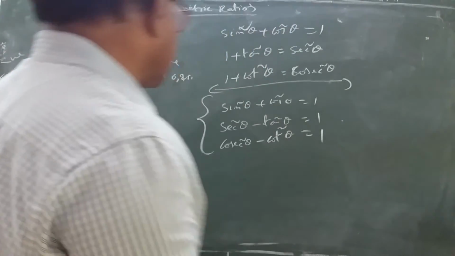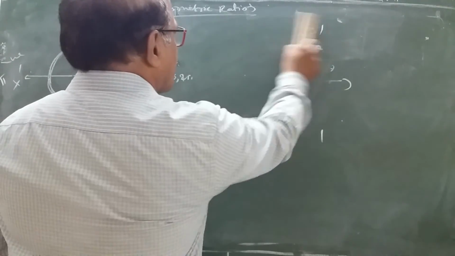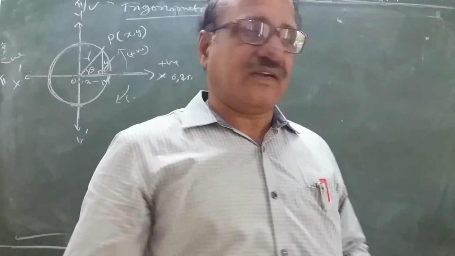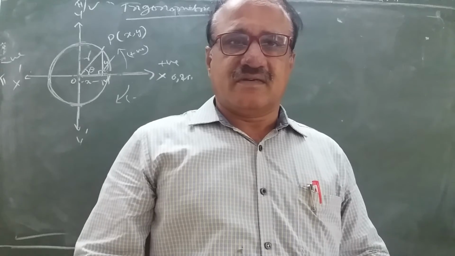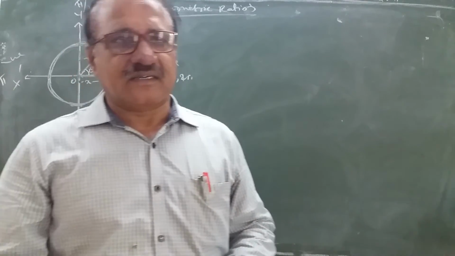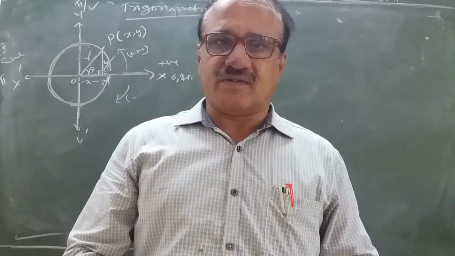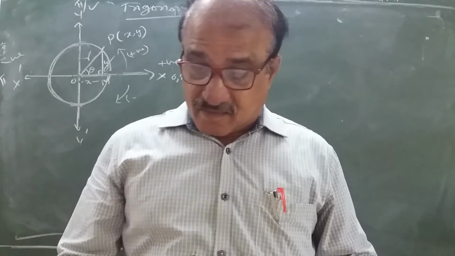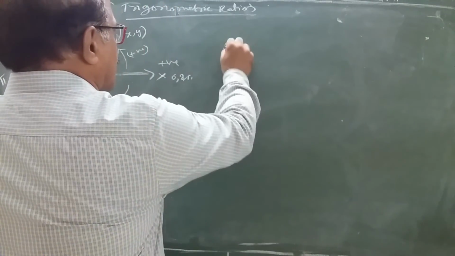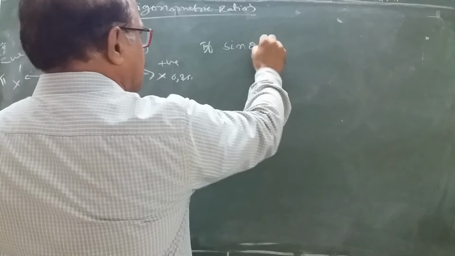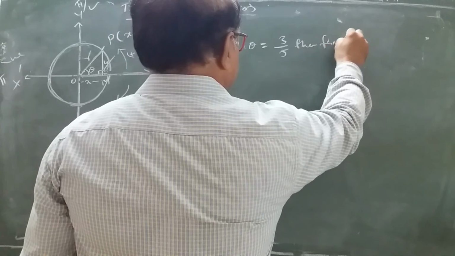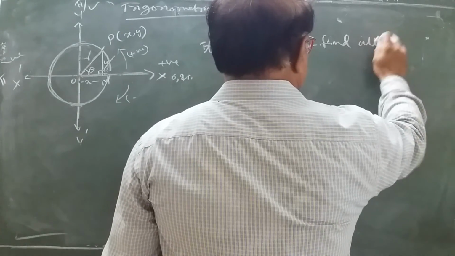Okay, here we have to discuss some other points. By using these identities, if we know the value of sin, we can find cos, then we can find any value. By using three identities, we can solve so many problems. So we have to remember these identities. Now, take an example. If sin theta is equal to 3 by 5, then find all trigonometric values.